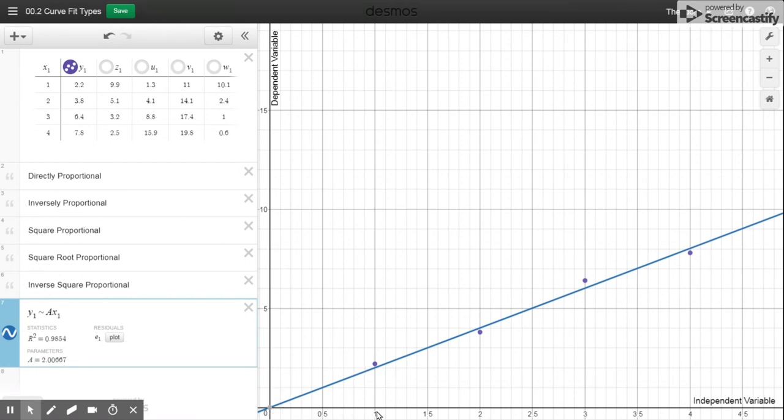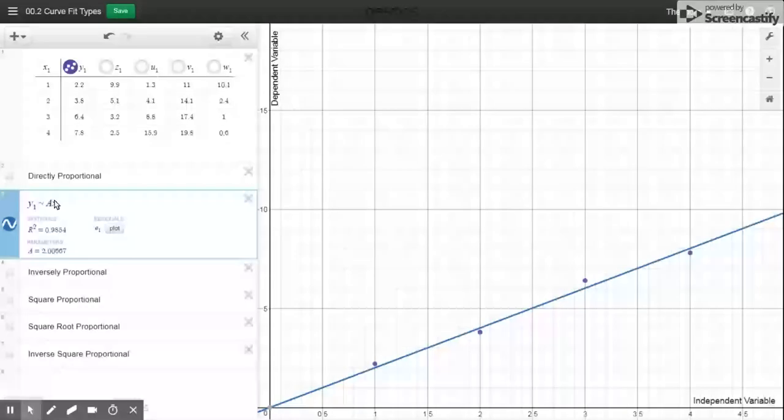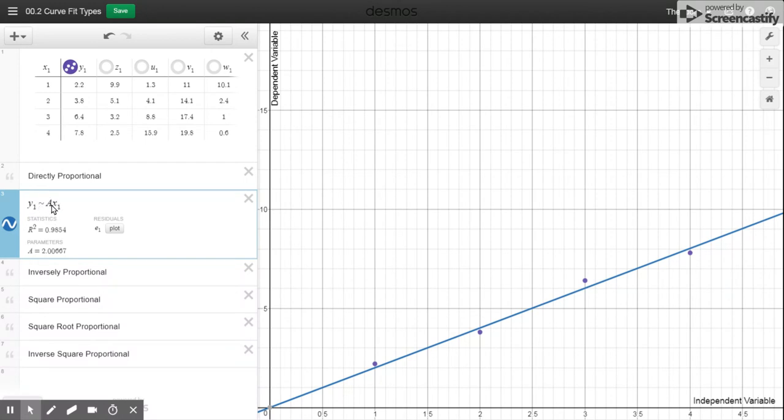What this means is that if I double the x variable or the independent variable, I would expect the y variable to also double with it. I'm going to move this up right now to below directly proportional. So when something is directly related, it means that the y is directly related to the x by some coefficient. In this case, the coefficient was 2. All right, now we're going to look at our second set of data.